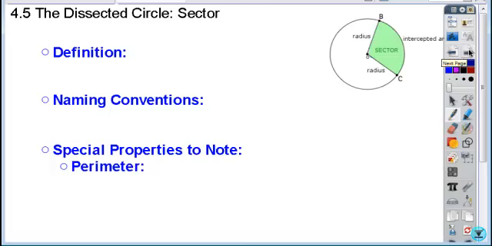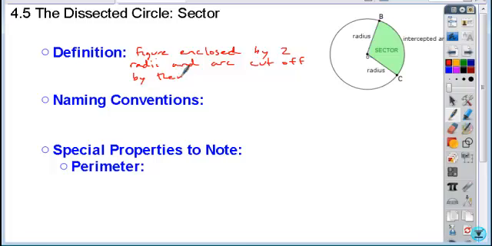That's considered a dissection from a circle, or part of a circle, and that is a sector. A sector is defined as the figure enclosed by two radii and the arc cut off by them. Again, the arc cut off by them has a name in this particular case because it is cut off by the central angle, so it's an intercepted arc.